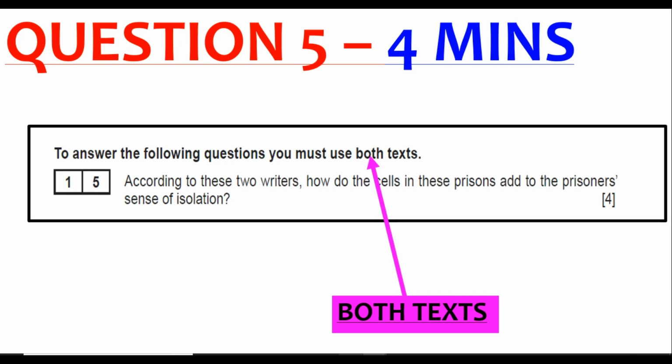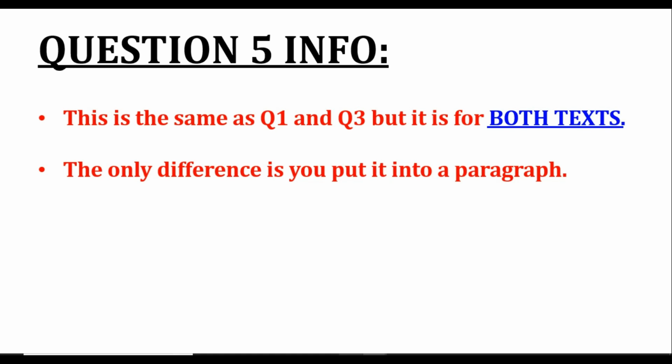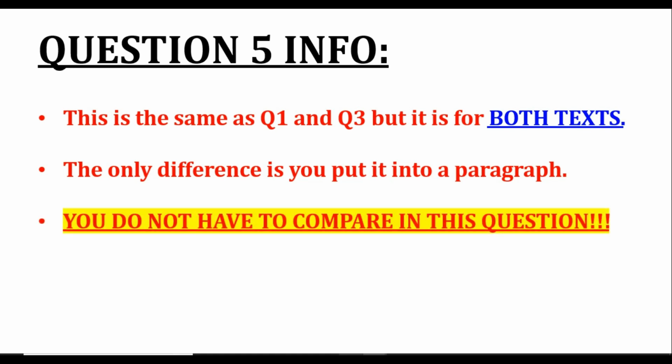All you're looking at is the cells, the prison cells. How do they make the prisoners lonely? So question 5 is the same as question 1 and 3, but it's for both texts. The only difference is you're now going to put it into a paragraph, so it's not split into A, B and C like questions 1 and 3. This time you're just going to do it in a little paragraph.